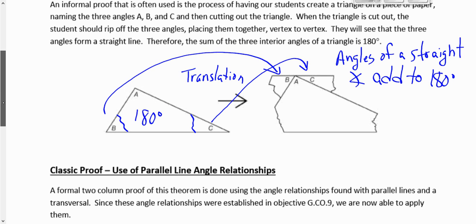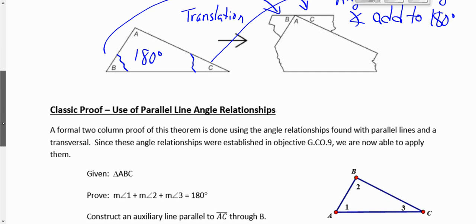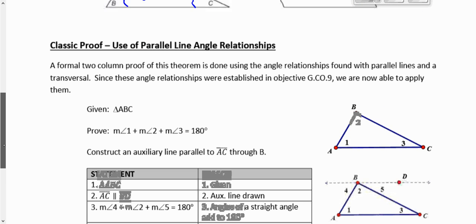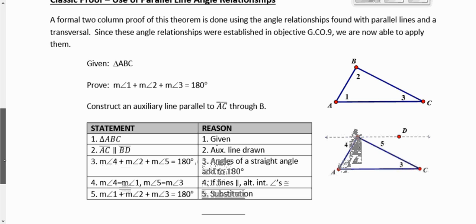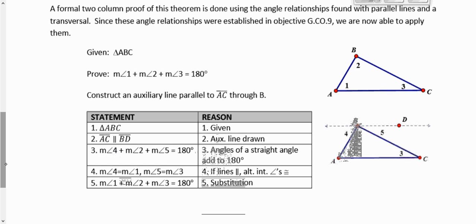Okay, so now let's look at a classic proof down here. The kind we've been doing, statements and reasons. So what are we given here? Triangle ABC, not much given, right? And what do they want us to prove? The measure of angle 1 plus the measure of angle 2 plus angle 3. In other words, they want us to prove that the angles of a triangle add to 180, right? Okay?